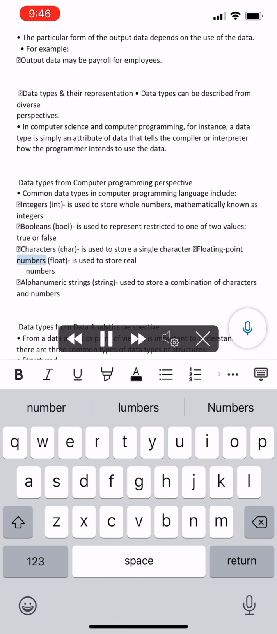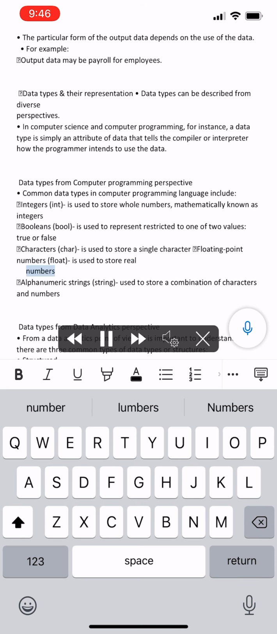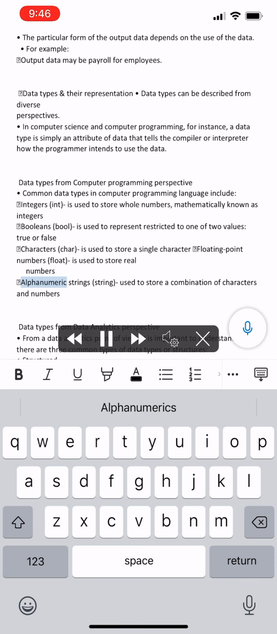Floating point numbers. Float is used to store real numbers. Alphanumeric strings. String is used to store a combination of characters and numbers.